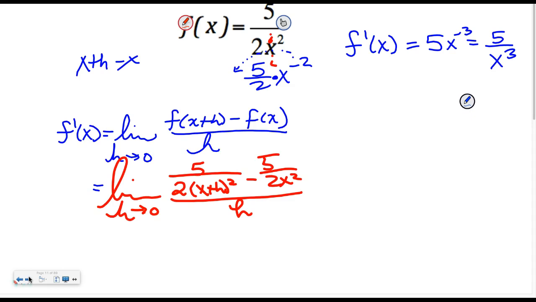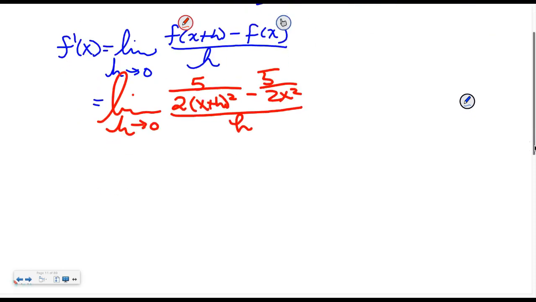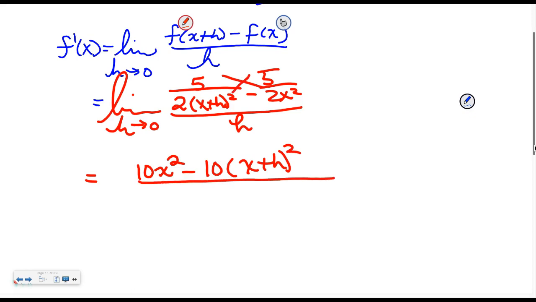We're just going to have to make some executive decisions along our way, but I think I'm just going to have at it. 10x squared minus 10 times (x plus h) squared. There's crisscross, right? All over, multiply across, 4x squared, (x plus h) quantity squared. And it's all over h.